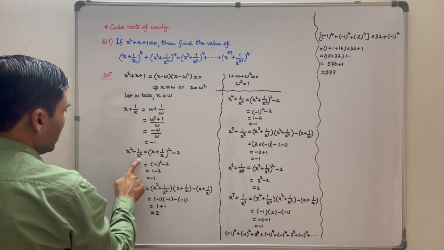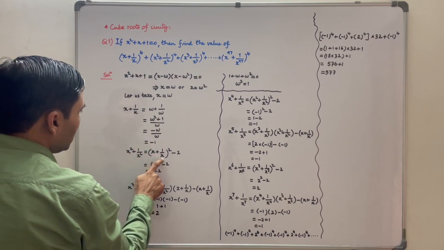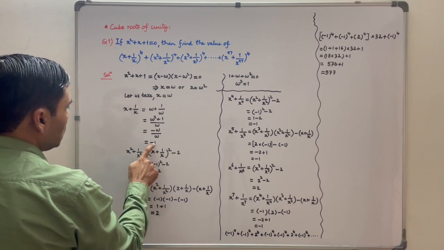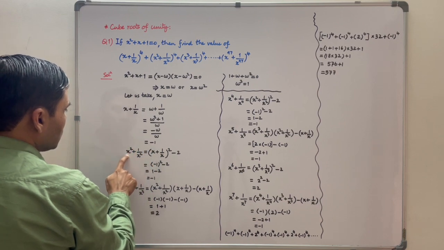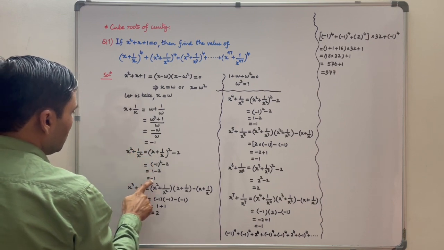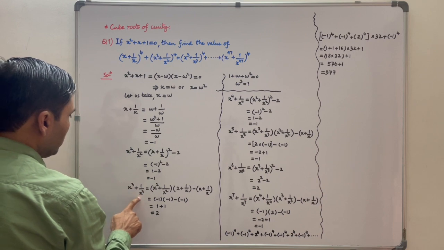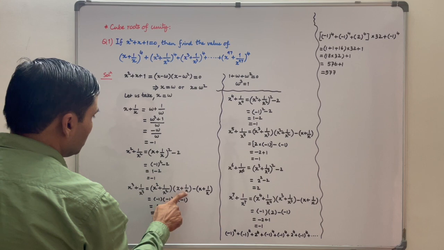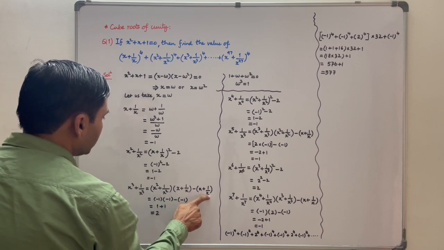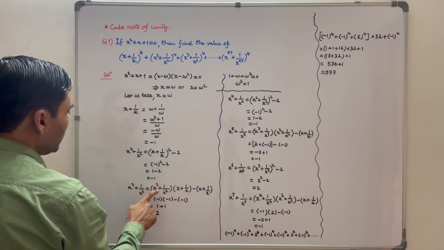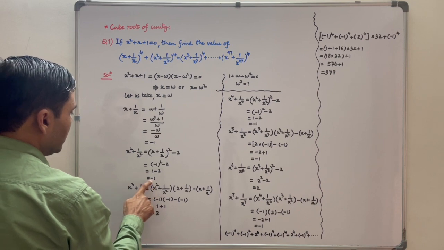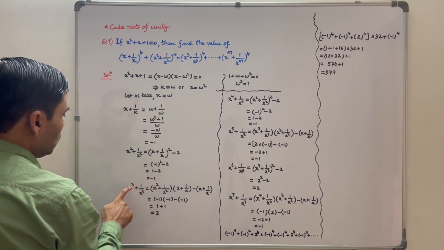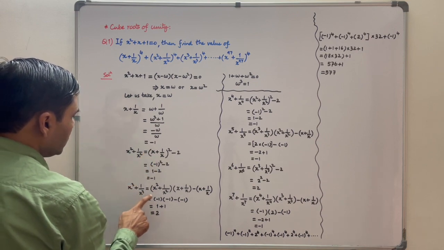x square plus 1 by x square can be written as x plus 1 by x whole square minus 2. Value of x plus 1 by x is equal to minus 1. So value of x square plus 1 by x square is equal to minus 1. x cube plus 1 by x cube can be written as x square plus 1 by x square into x plus 1 by x minus x plus 1 by x. Value of x square plus 1 by x square is equal to minus 1, and value of x plus 1 by x is equal to minus 1. So value of x cube plus 1 by x cube is equal to 2.